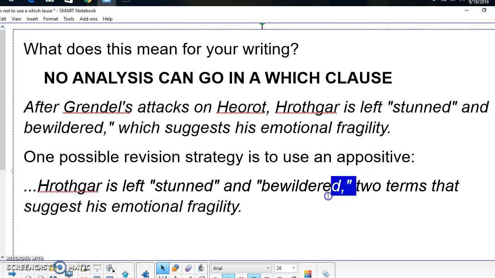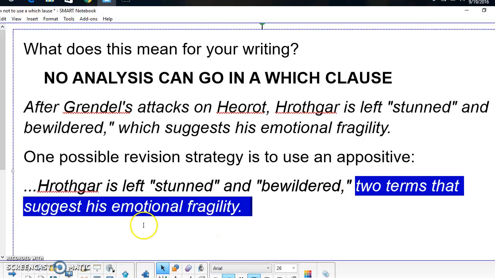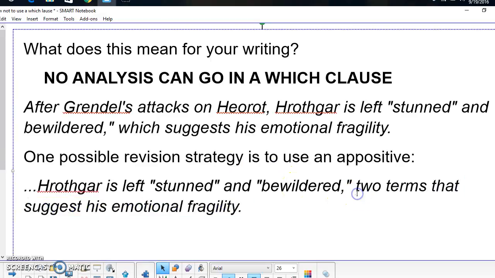Two terms that suggest his emotional fragility. So I'm keeping my term, emotional fragility, but I've gotten rid of the which clause, which was incorrect in the first place, both grammatically and compositionally, and now I have an appositive. This bit here, two terms, that is the noun phrase that renames these two things that came in front of it, bewildered and stunned. They are two terms that do this thing I want them to do. So that's one way that you can fix the problem with the which clause, and that works sometimes, but it's not going to work always.